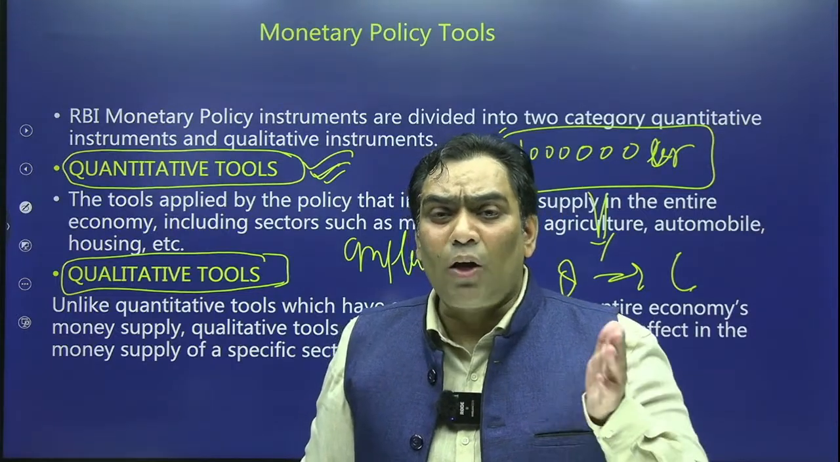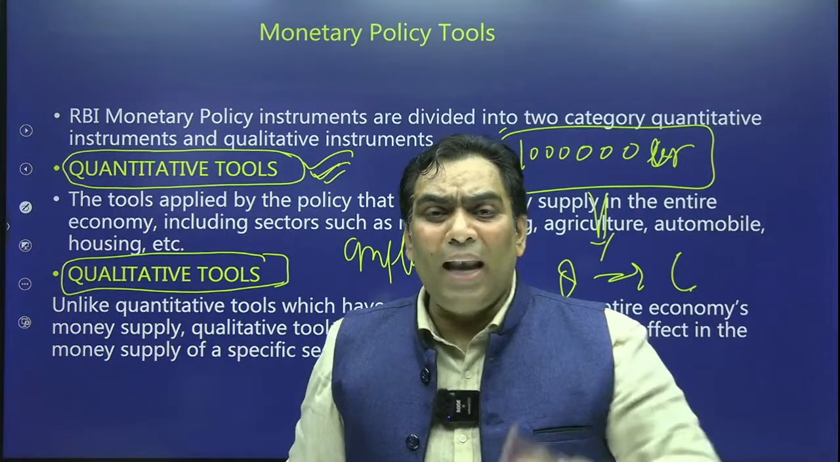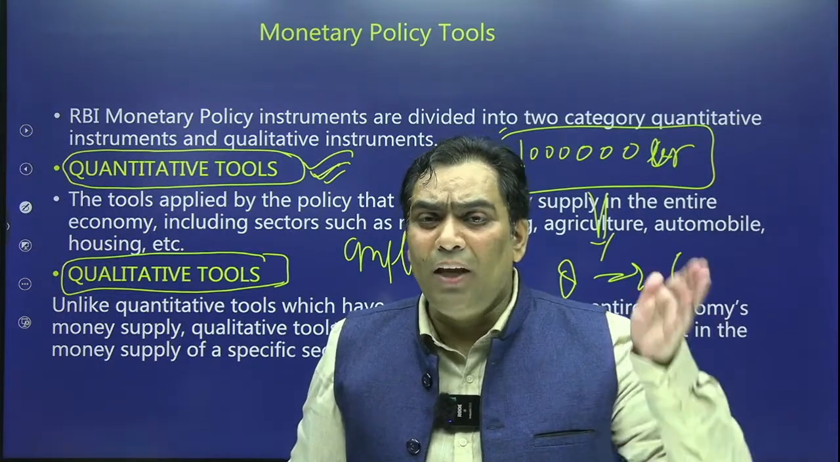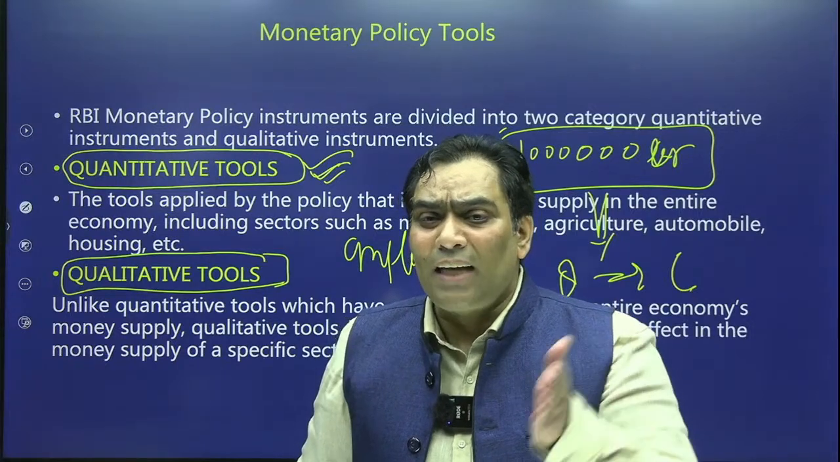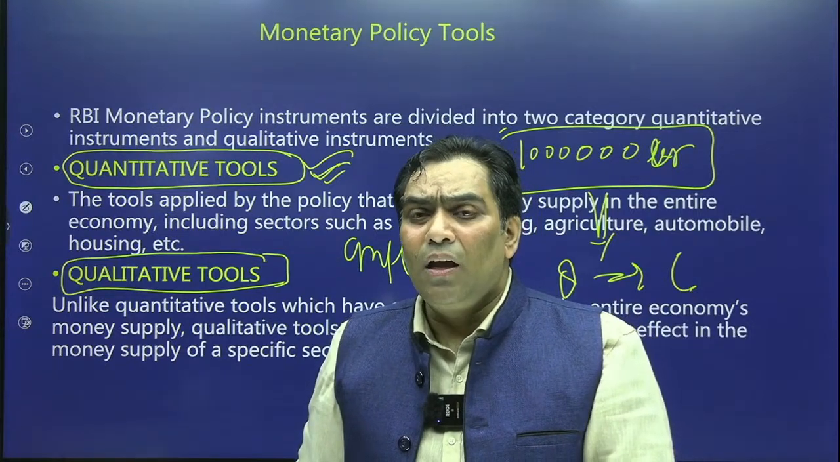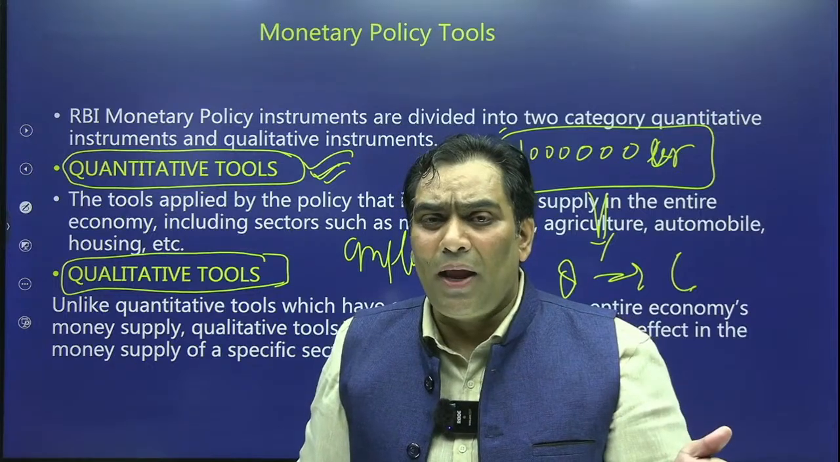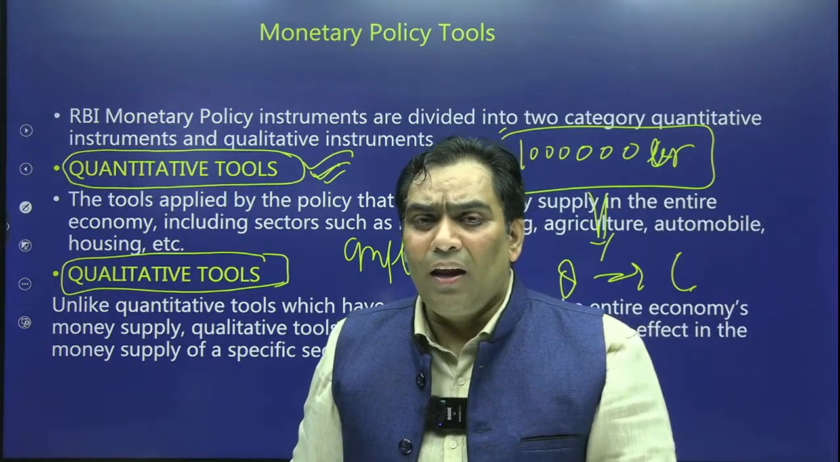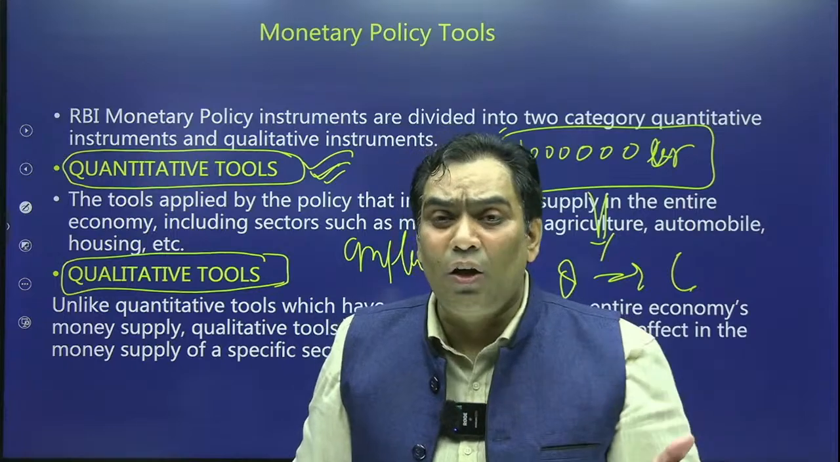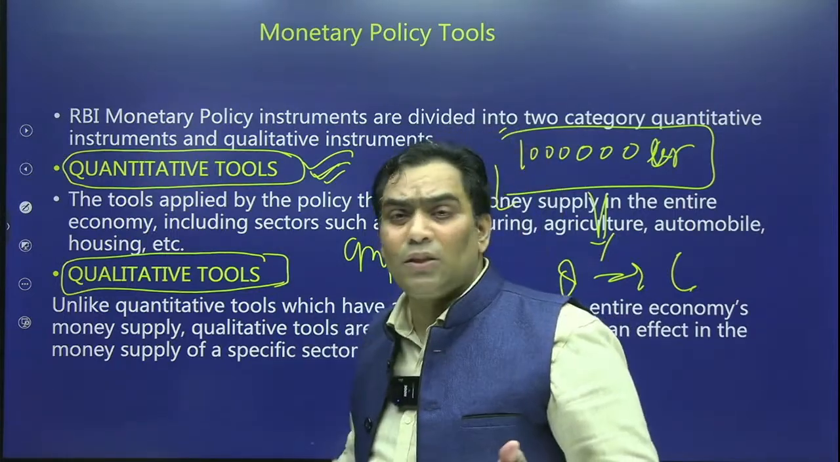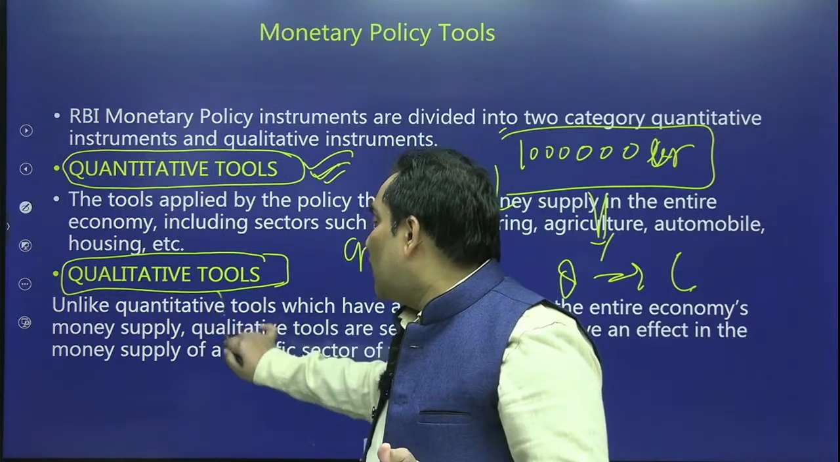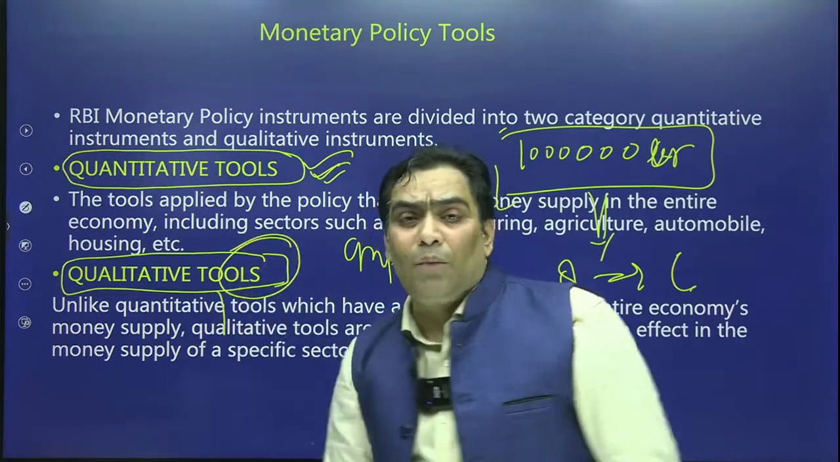So through the qualitative monetary tools, the RBI is going to transfer the money supply from the sector in which there is surplus of money supply to that sector in which there is scarcity of money supply. That type of monetary policy is known as qualitative monetary policy.